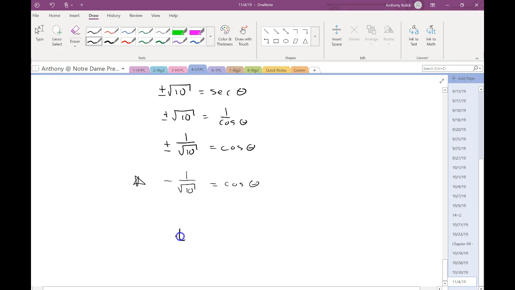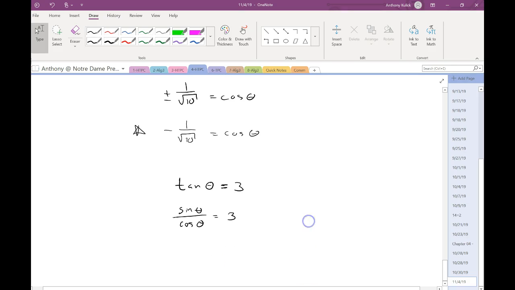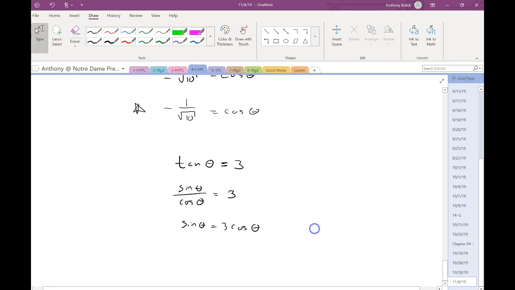Now I'm going to go back to the fact that I know that tan of theta is 3. I still need to figure out a way to get sine involved here. Well, I can do that because I know that tangent is equal to sine over cosine. That's just using the quotient identity. And if I multiply both sides by cosine theta, I have that sine is equal to 3 times cosine theta. And then I can just substitute in my value for cosine theta, right?